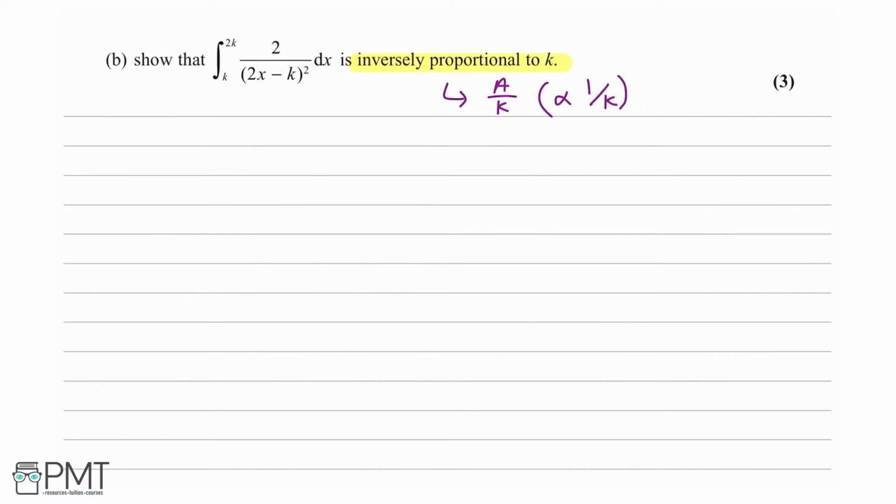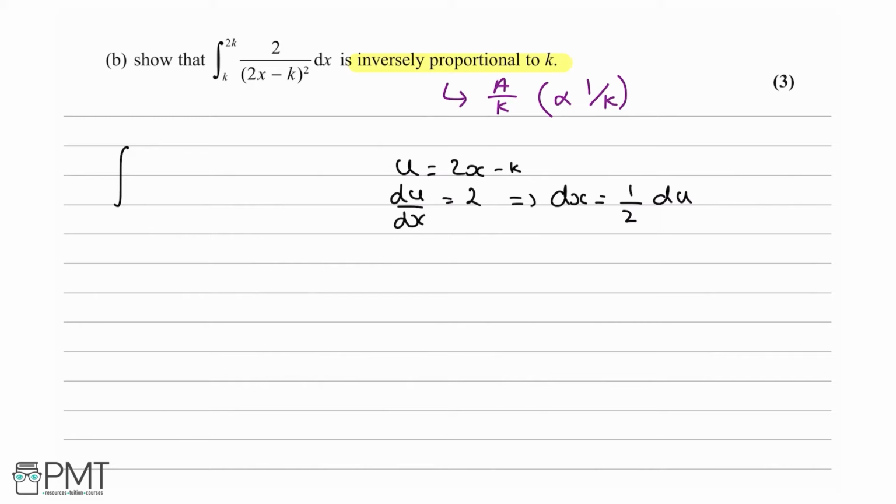Okay. So what I'm going to do first is I'm going to evaluate just the integral of 2 over 2x minus k all squared with respect to x. I'm going to leave the limits out just for a second. So we're going to say is the integral. So we're going to let u equal 2x minus k. And that's going to mean du by dx equals, well, the derivative of 2x is 2, and the derivative of minus k with respect to x is 0, so just 2. This implies, doing some rearranging, that dx equals half du, like that.